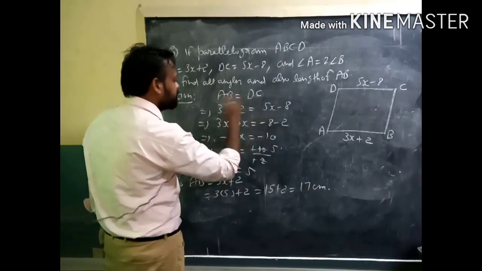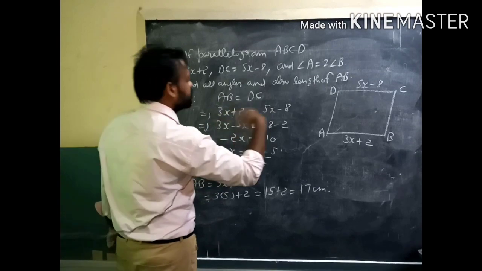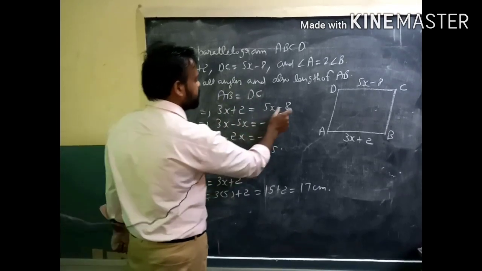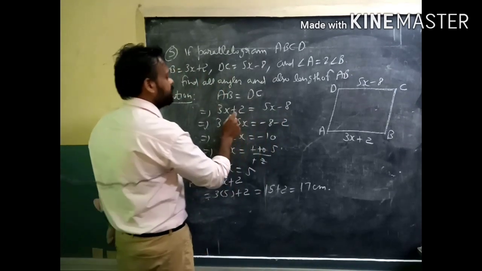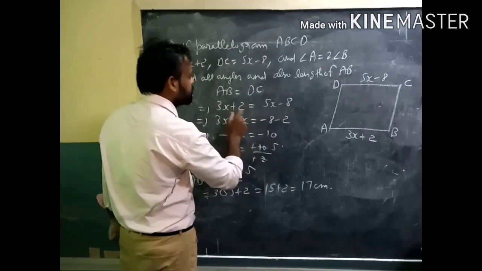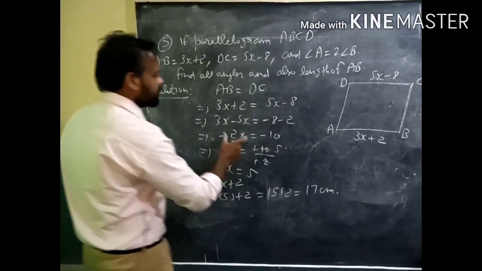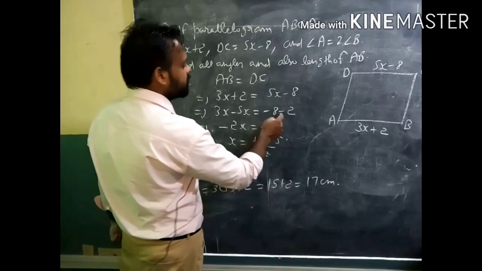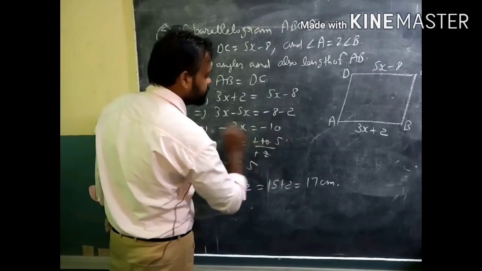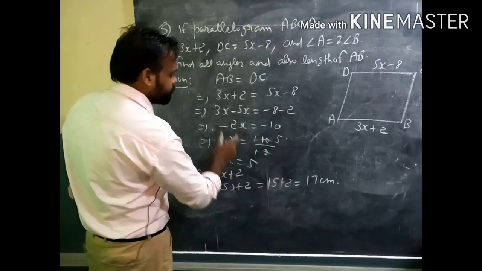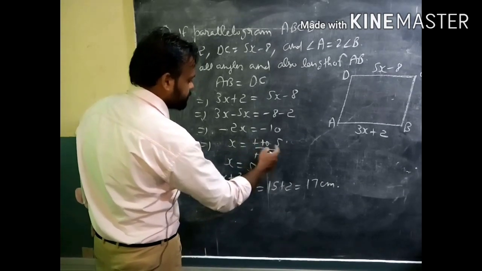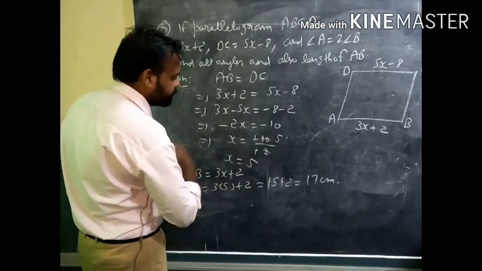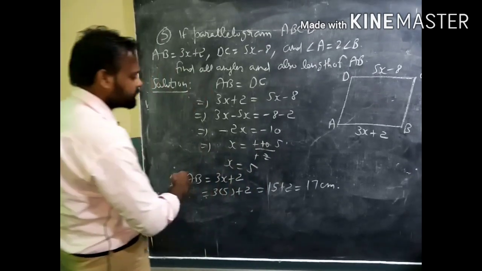Now take the variable terms on one side and the constant terms on the other side. Then 3x minus 5x, and of course this minus 8 is here, and if I take this plus 2 to the other side, it becomes minus 2. So 3x minus 5x becomes minus 2x, and minus minus is plus, so minus 8 minus 2 is minus 10. Then take this minus 2 into the denominator. After cancellation, minus is cancelled with minus, and it becomes 5. So the value of x in this case is 5.